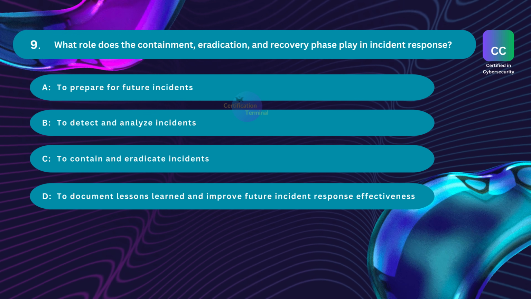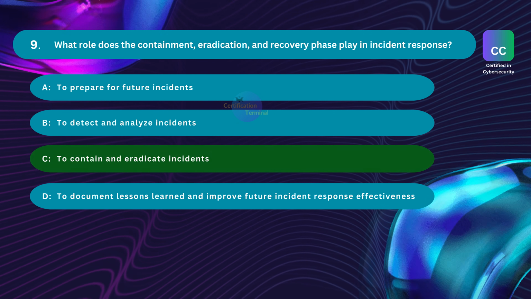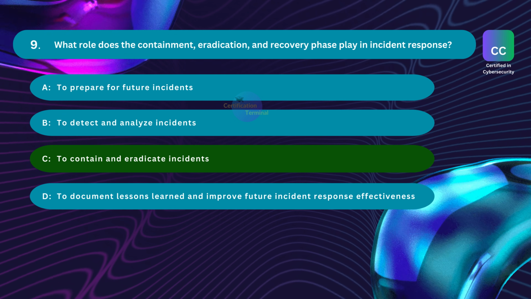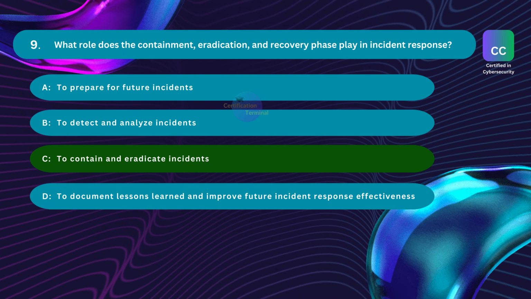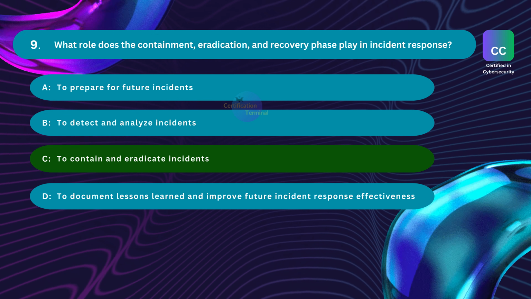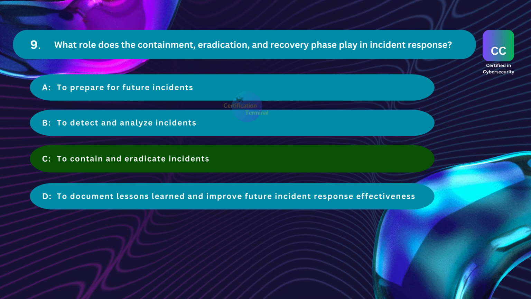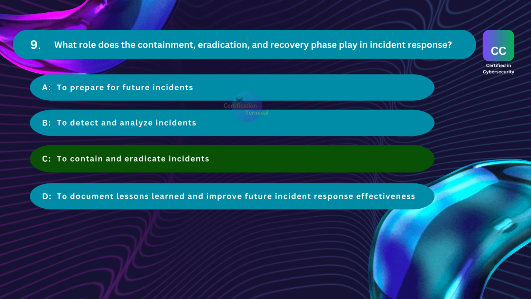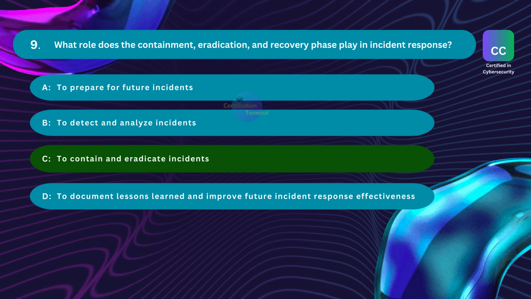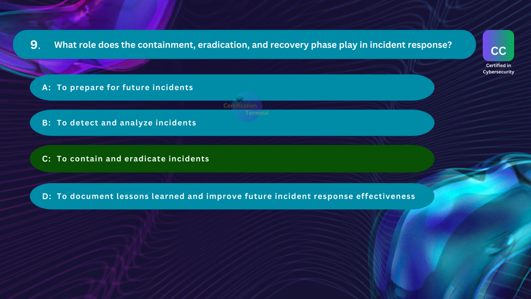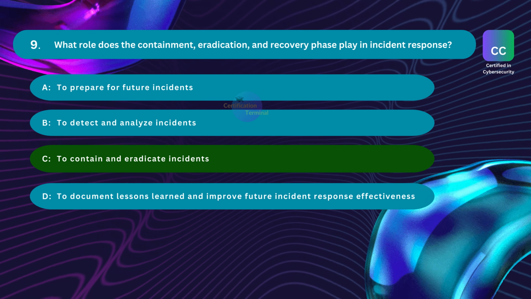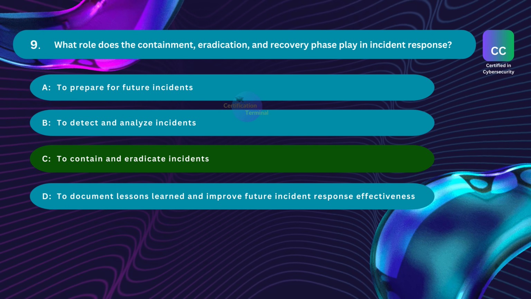The correct answer is Option C, to contain and eradicate incidents. Containment: this phase focuses on preventing the spread or escalation of the incident. It involves isolating affected systems or areas to prevent further damage or impact. Eradication: once contained, this phase involves removing the cause of the incident, eliminating the threat actor's presence, and restoring affected systems to a secure state. Recovery: this phase involves restoring systems or services to normal operations, ensuring data integrity, and returning to a fully functional state after the incident.